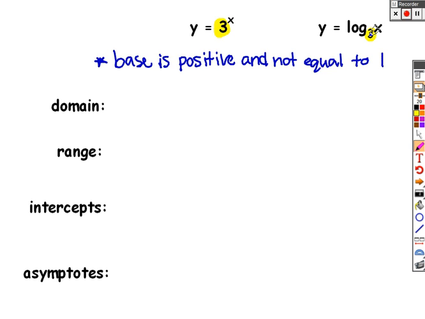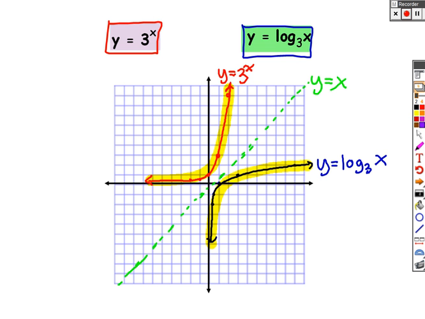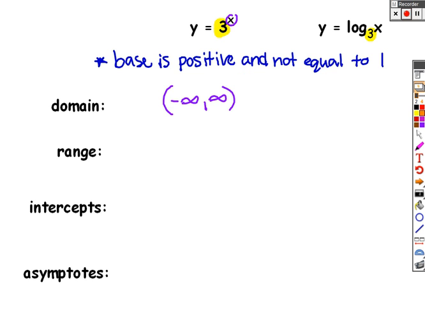If I start looking at the domain, well, here I can raise 3 to any power. And if I go back to this red graph, it continues on and on forever, left and right. So the domain can be anything. What's going to come out, though? Well, I'm going to have an asymptote. My asymptote would be the line y equals 0. So if I raise 3 to any power, there's no way I'm going to get out negative numbers. Meaning my asymptote is the x-axis, y equals 0.